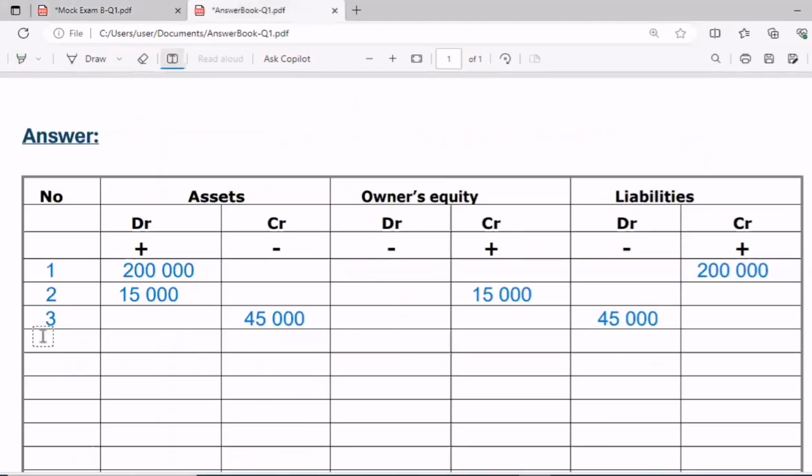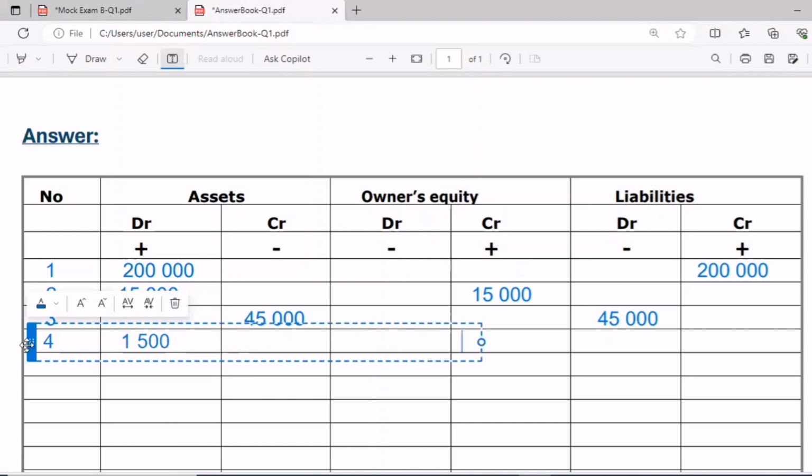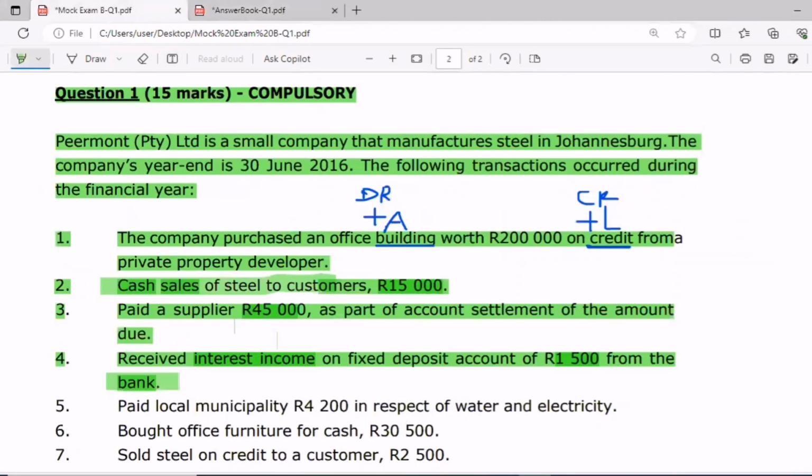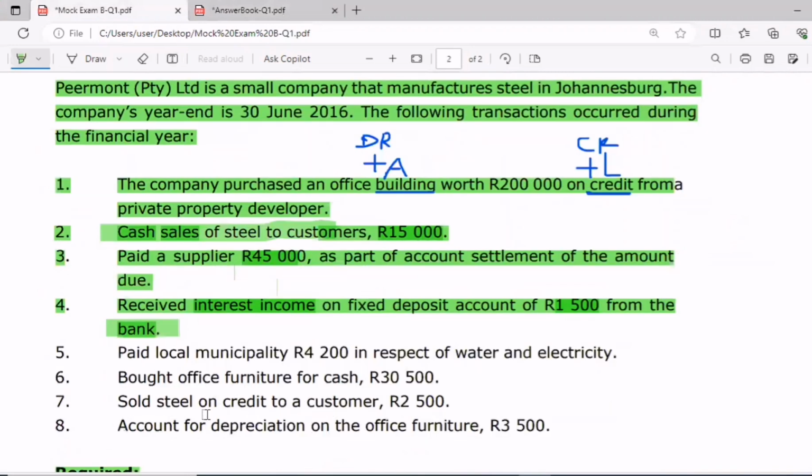So now we show the effect in the equation. So this is transaction number 4. So our bank, which is an asset, is the value of our bank account. Bank balance will increase because of the 1.5 that we received as interest from the bank. And this is an income. So all income increases the owner's equity. So owner's equity increases on the credit side. So 1.5 will be credited under owner's equity because it is an income, and all income accounts increase the value of equity. I hope, guys, I am making sense.